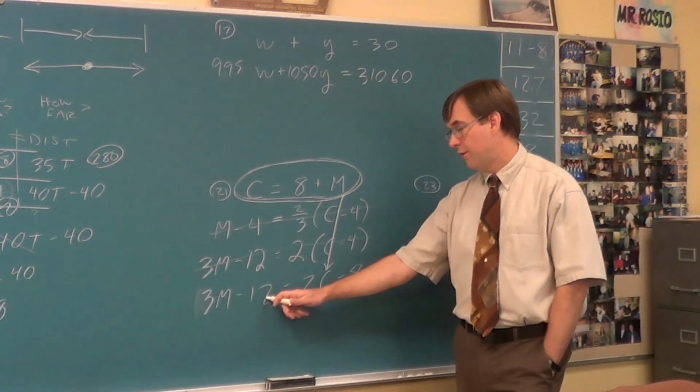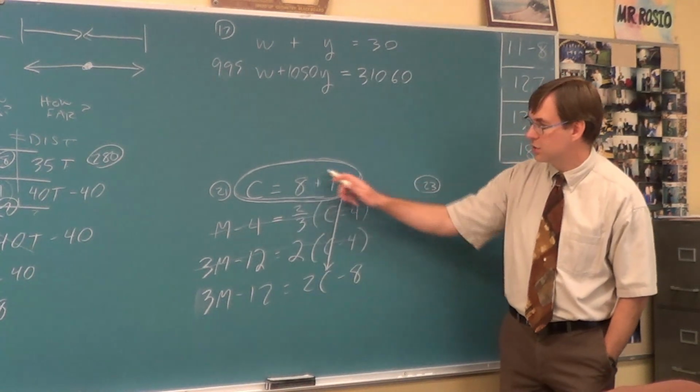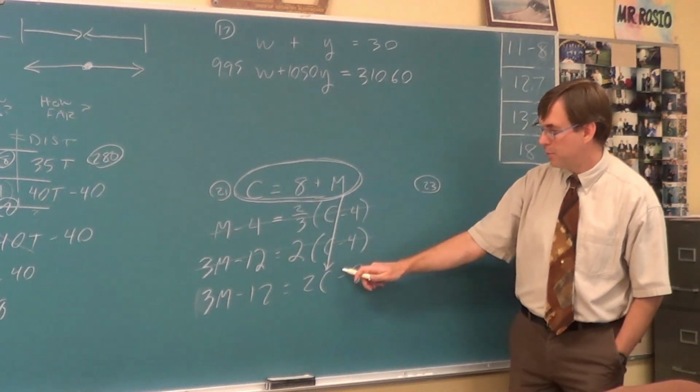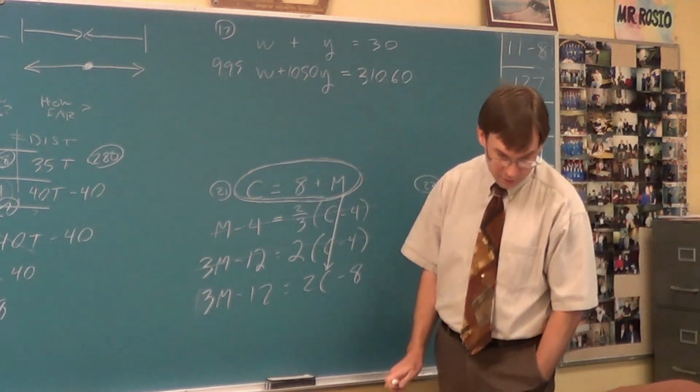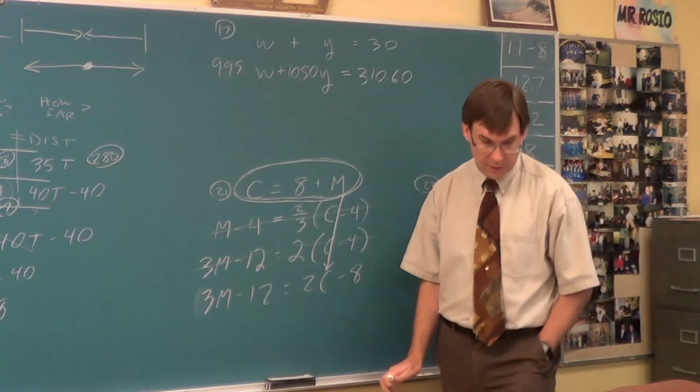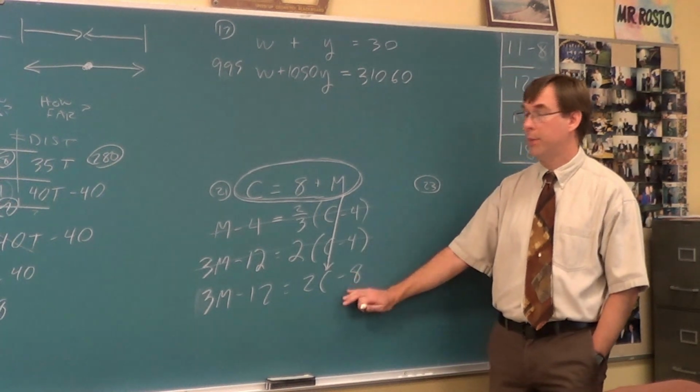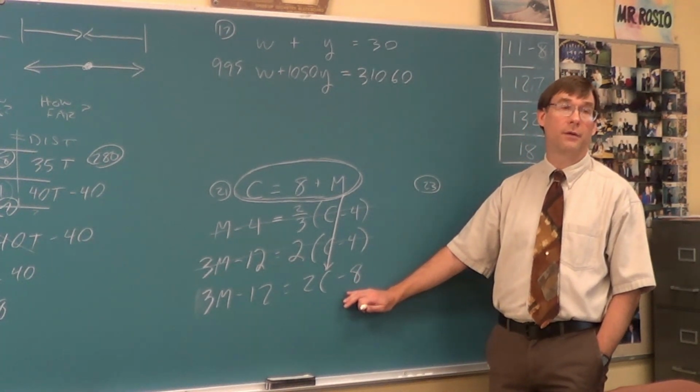3m minus 12 will live on. 2 would need to distribute all this, but then the minus 8 would still be hanging around there, and I'm just going to quit talking about 21. Any questions about 21-type problems, or how we go from there?